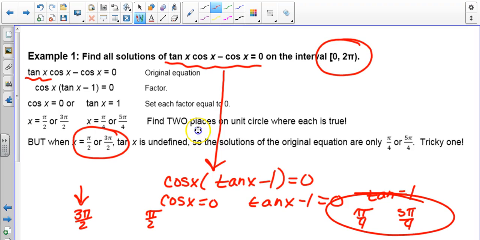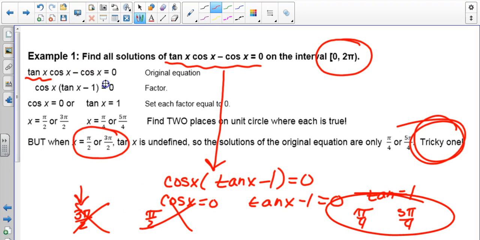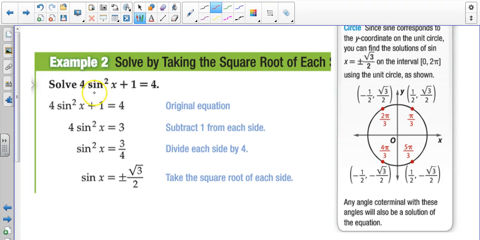I'm going to talk about that more later today, but this was definitely a tricky one because we had to throw out these 2 solutions because they make tangent undefined. All right, moving on. Here's an example.